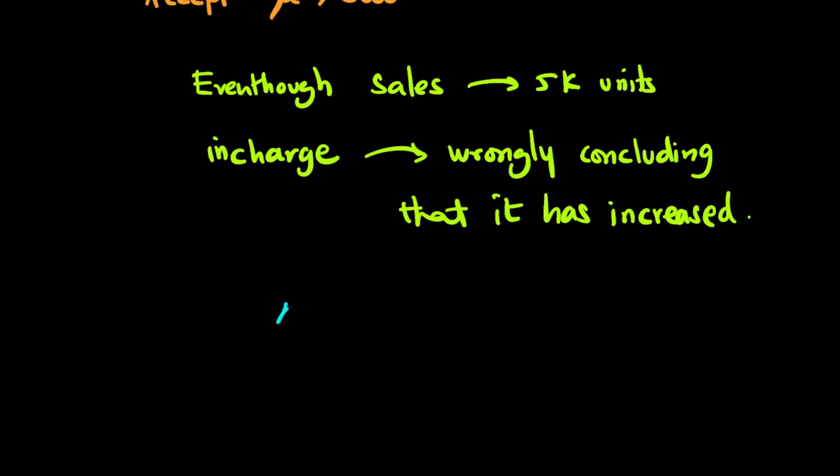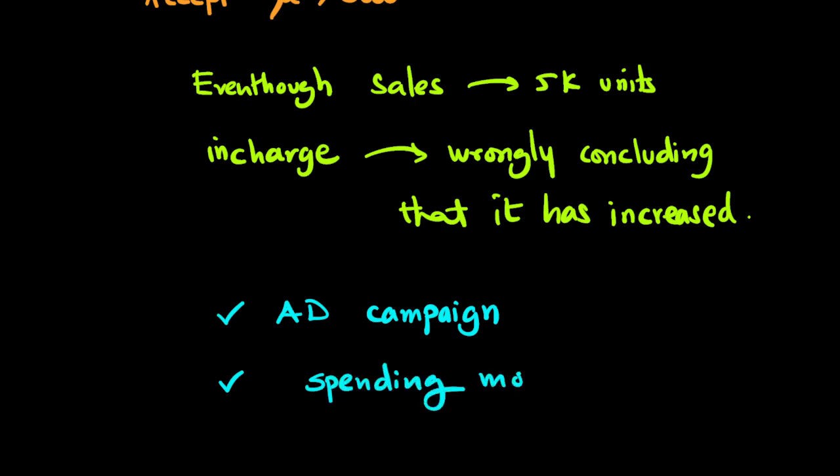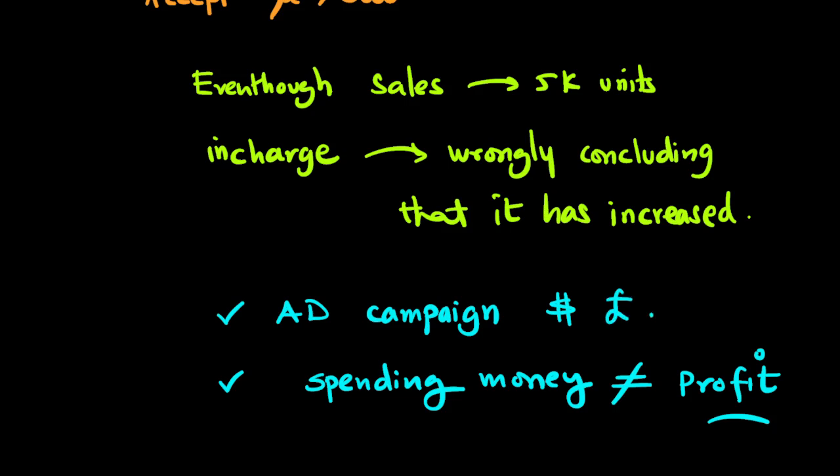What is the penalty of this error? The penalty is the ad campaign is not successful because the sales have not increased in reality and they would be spending money on something which is not giving them profit. That means it's a loss for them. So the ad campaign is costing money and nothing is gained out of it. So that is the penalty of type 1 error.